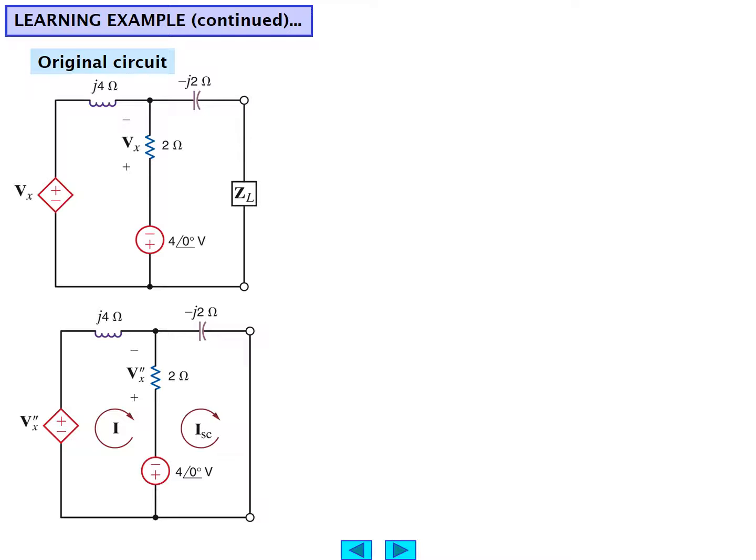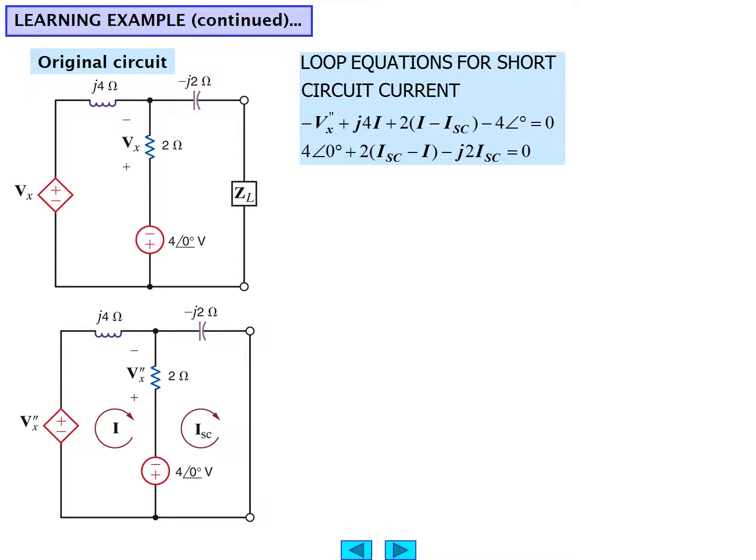So shorting the terminals, we end up with this particular network, removing, of course, Z sub L. We have a current I, and we have a current ISC. We can do loop equations then, if you will. Here are the loop equations for the first loop, minus Vx. And again, we're using the double prime notation because, in fact, the voltage is different than it was in the first analysis because we've now changed the network. But let's just simplify by saying minus Vx plus j4I plus 2 times the quantity I minus ISC minus 4 angle 0 is equal to 0.